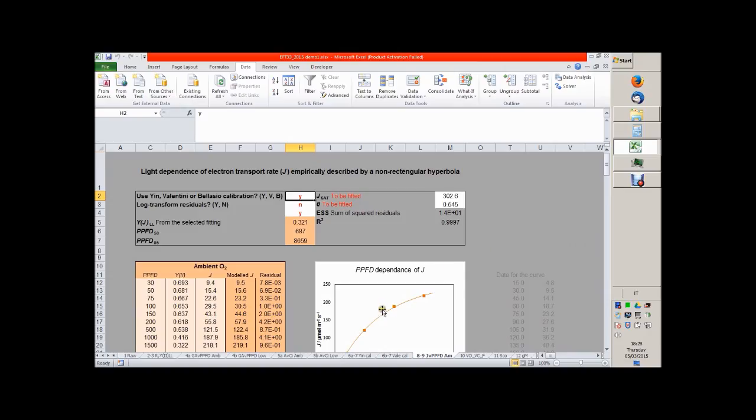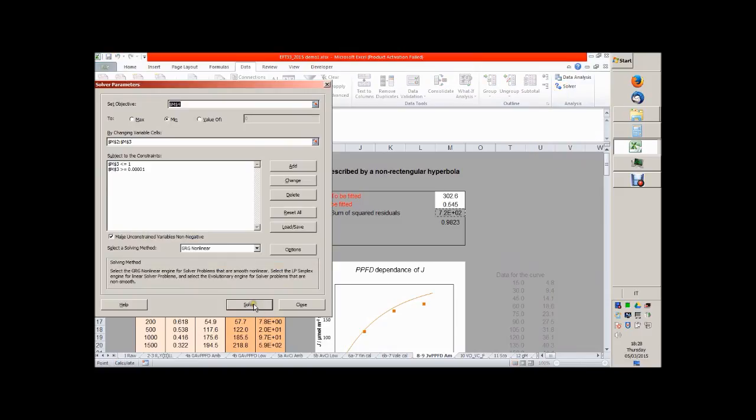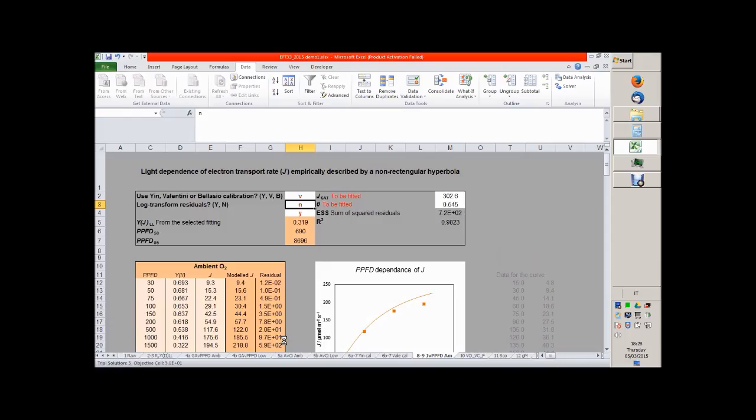This procedure can be repeated with any of the three calibrations that can be specified here. For instance, by specifying Valentini, J is automatically recalculated. So after the function has been fitted, now J sat and theta will represent the Valentini calibration. It's interesting to note that when the specified calibration is changed, automatically the initial slope is transferred from the relevant sheet.